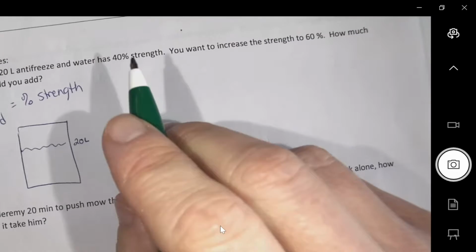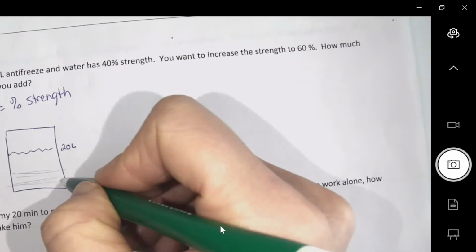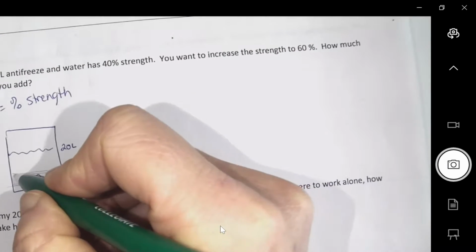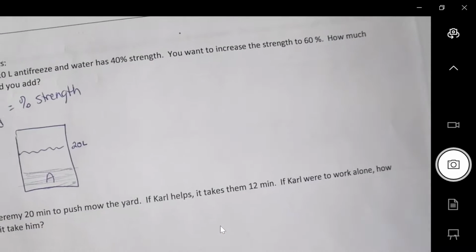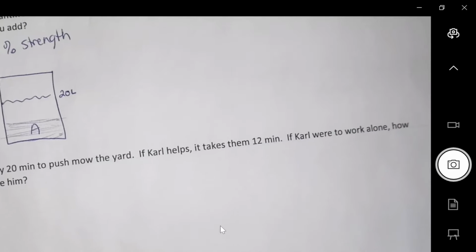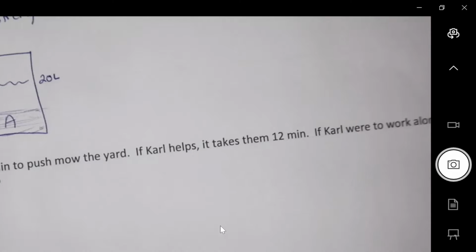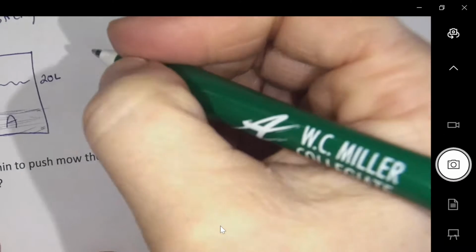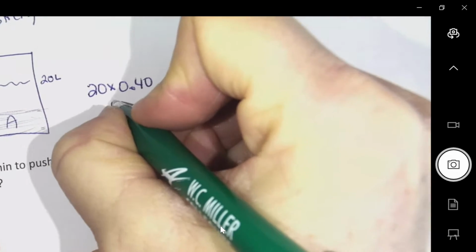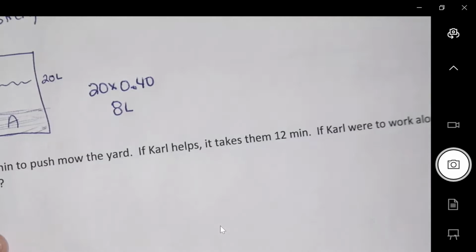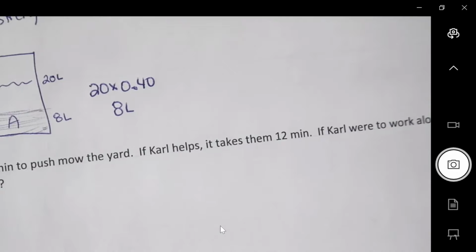So how much antifreeze is in it? 40% of it is antifreeze. What exactly is that in liters? I don't know. What's 40% of 20? How do you do it in math? 20 times 0.4 is 8 liters. So that's what our jug looks like right now.